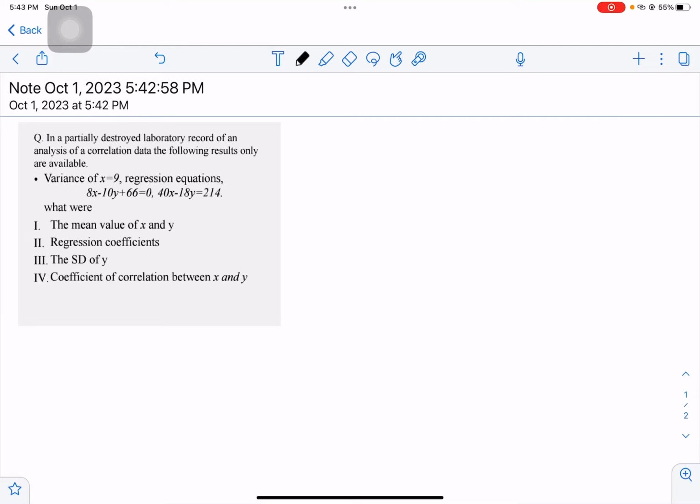Okay, so in this question it says, in a partially destroyed laboratory record of an analysis of a correlation data, the following results only are available. So what we have is variance is given. Variance of x is equal to 9. Now we know that variance of x means when you square the standard deviation of x, we will get the variance. So this is what we have.